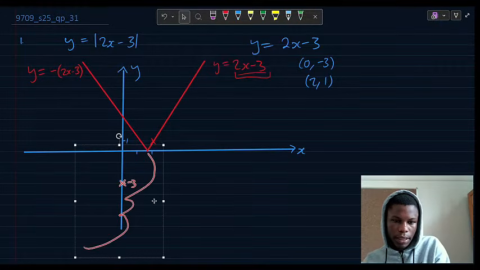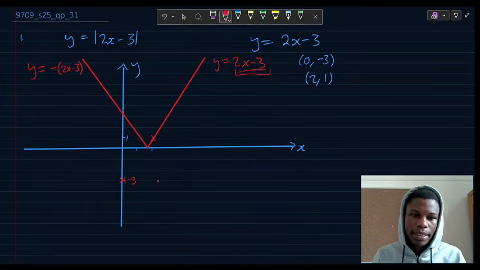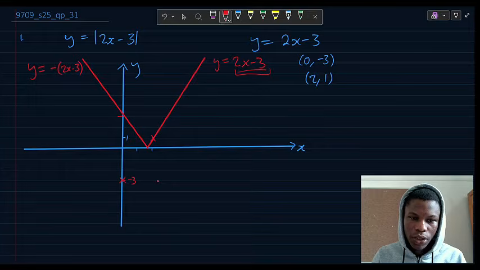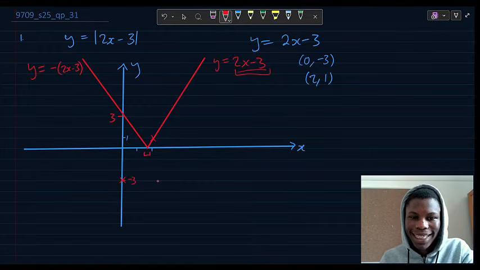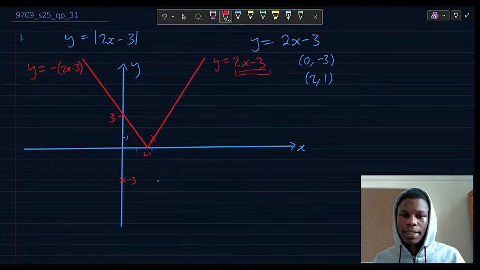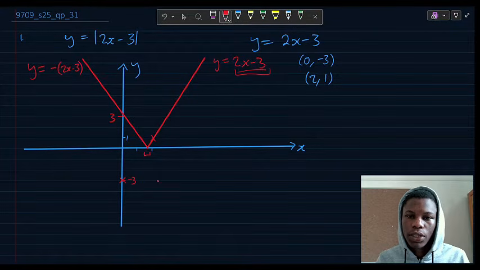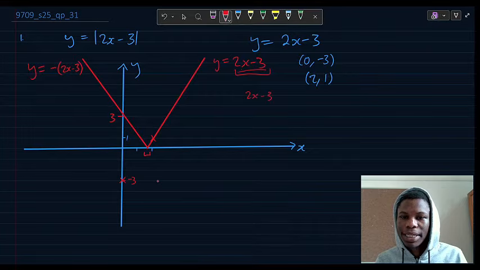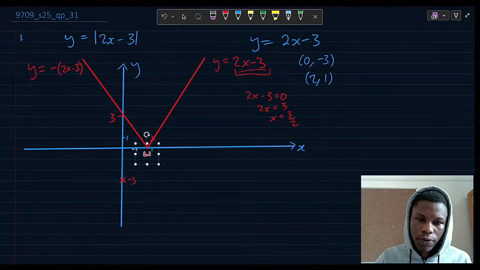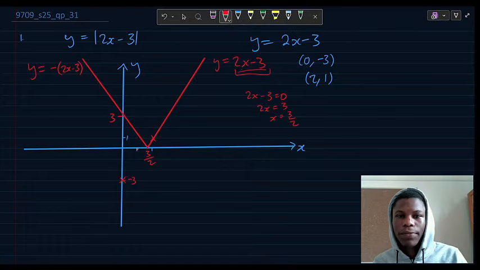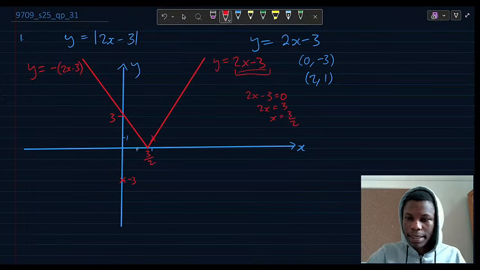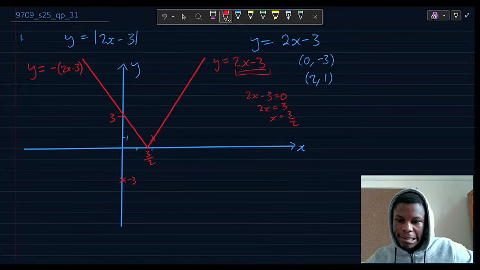Oh, I don't want to delete the negative 3. We need to mark this intercept here. Because we've reflected, that used to be at minus 3, it comes to positive 3. Okay. And then we also need to figure out what the x value is. So make sure you've labeled all your intercepts. So in this case, we're saying when is 2x minus 3 equal to 0? 2x minus 3 is 0 when x is equal to 3 over 2. So this has to be x is 3 over 2. And that there is the graph of y equals modulus of 2x minus 3. For 1 mark. Oh, stingy.